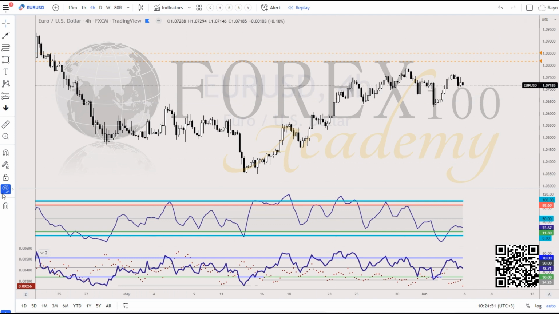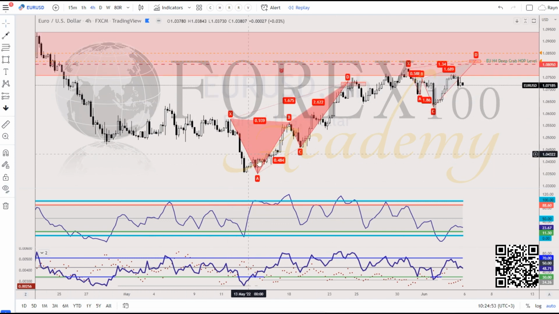However, if you look closely on the 4-hour chart, this crab pattern has a HOP level at 1.0807, and what's important and what's nice to look at is that there is a potential shark pattern that completes near the zone of the harmonic crab pattern, this HOP level, harmonic optimal price level. All right, so in short, last chance of entry. You can look for a shorting opportunity at 1.0825, depending on how the candle forms up.